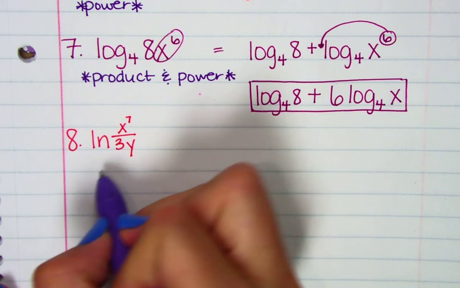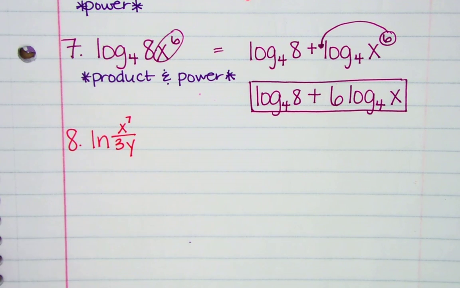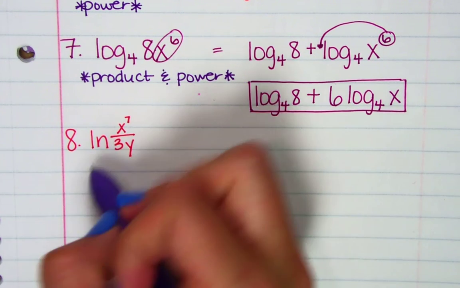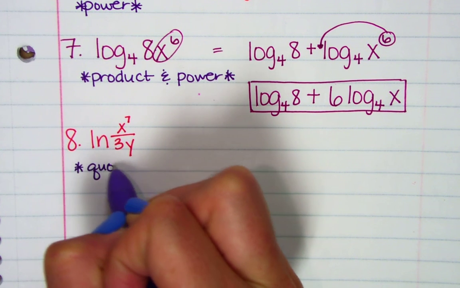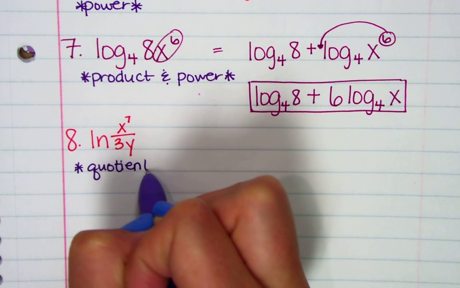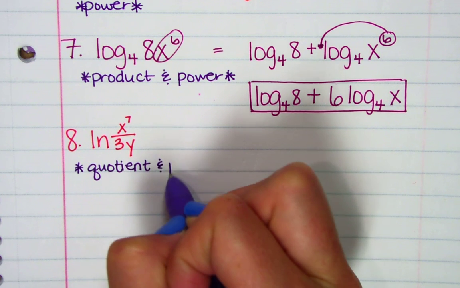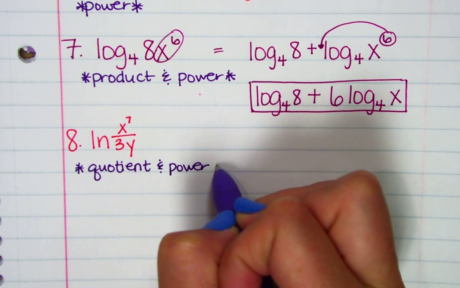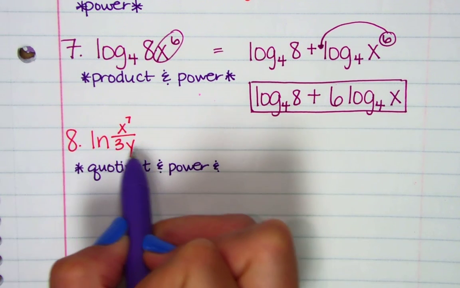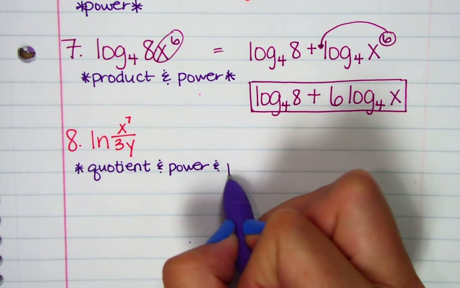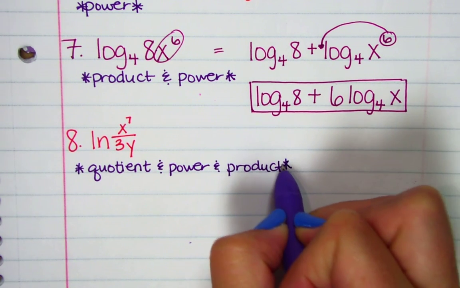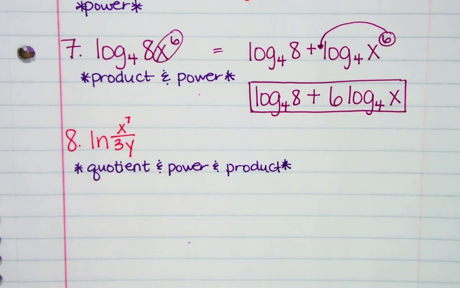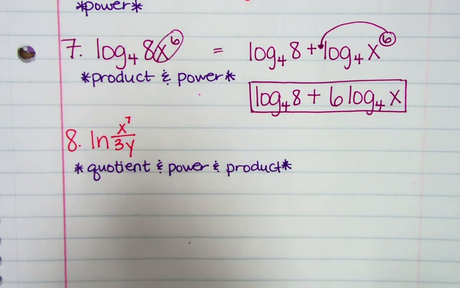Okay, so let's talk about what properties we see. Quotient, right? It's dividing. That's an obvious one. I see power because it's got the x to the 7th power. Do you see product? On the bottom, 3y. That's product as well. So it's going to have all 3. So I'm going to break it out in steps. To me, it's easiest to break out the quotient first.